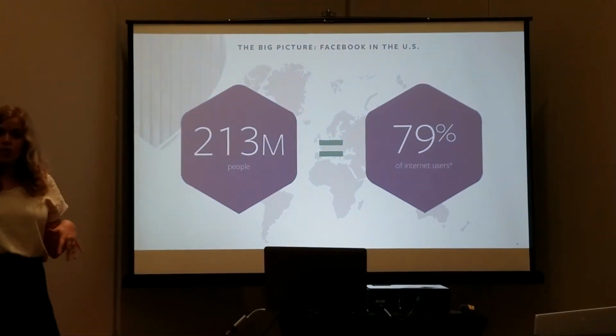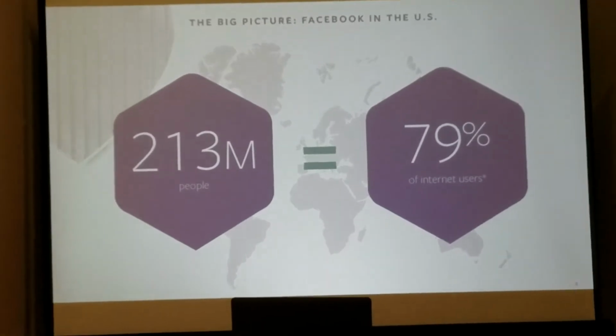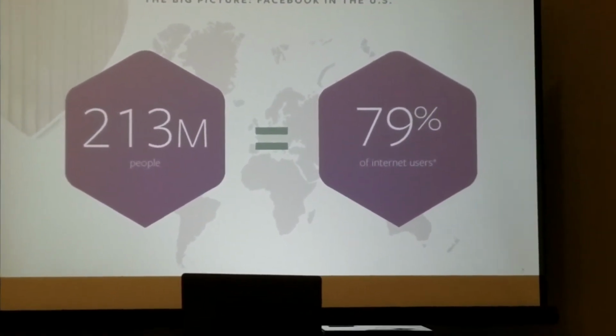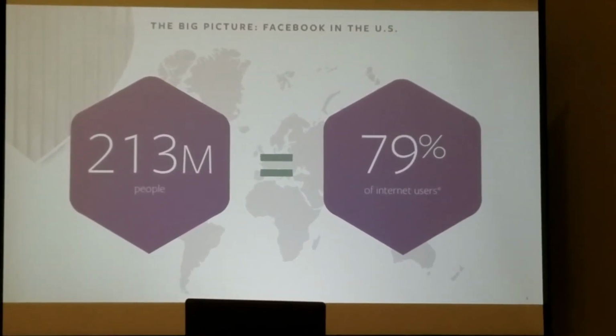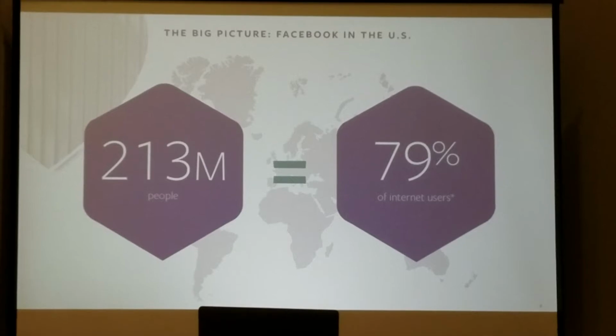Stepping back a little bit further, there are 213 million people who are active on Facebook every month. It's a big number. What does it mean? It means that 79% of the internet users here in the US are active on this platform every month. So 8 out of 10 of the people you're trying to reach are on Facebook.